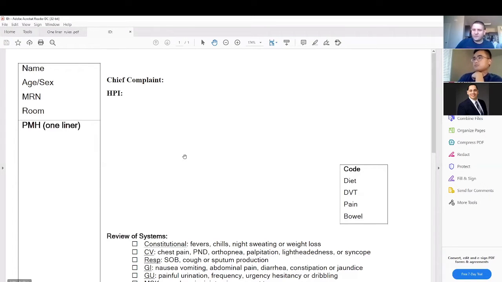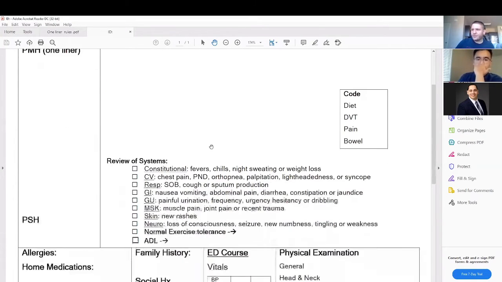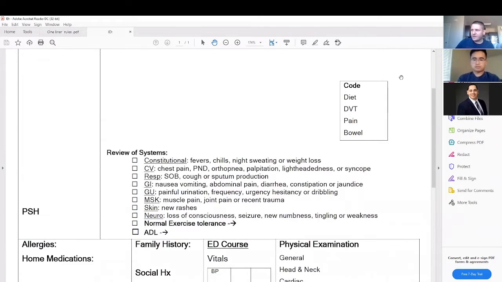HPI I leave until I go to the patient and talk to him. Review of systems, just a standard thing. I put in the code on the side, because we always go talk to the patient and we forget to talk about the code. So always remember to document the code. And then we have the exercise tolerance. Remember always to document that.